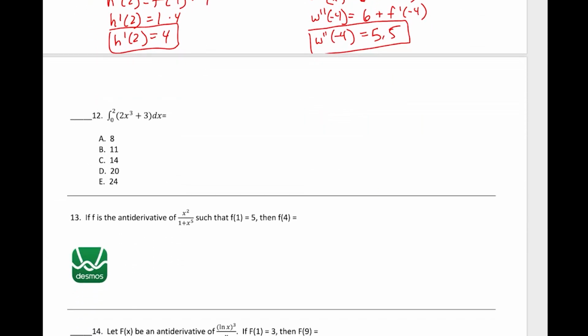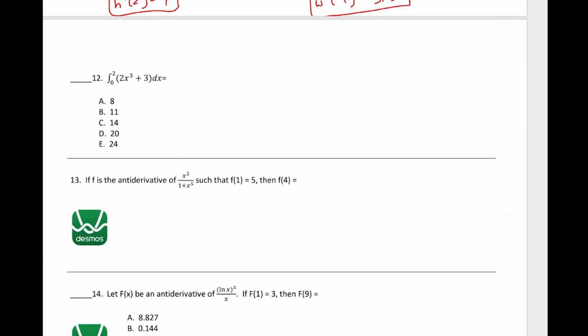All right, number 12. 12 is just a straightforward integral problem. Just classic fundamental theorem here, where we can find the antiderivative of 2x cubed plus 3, and then substitute in 2, substitute in 0, subtract, and we should have our answer.